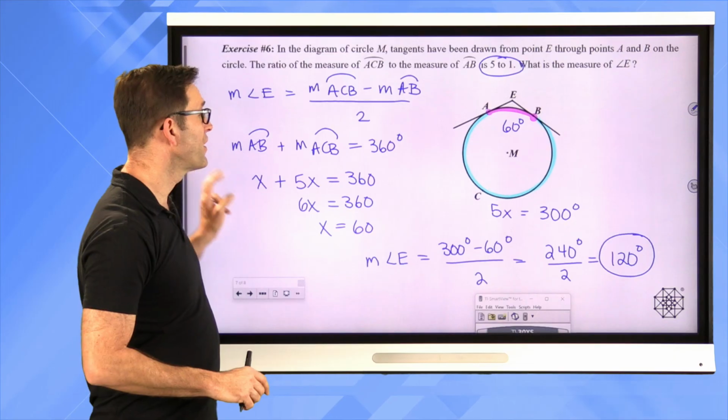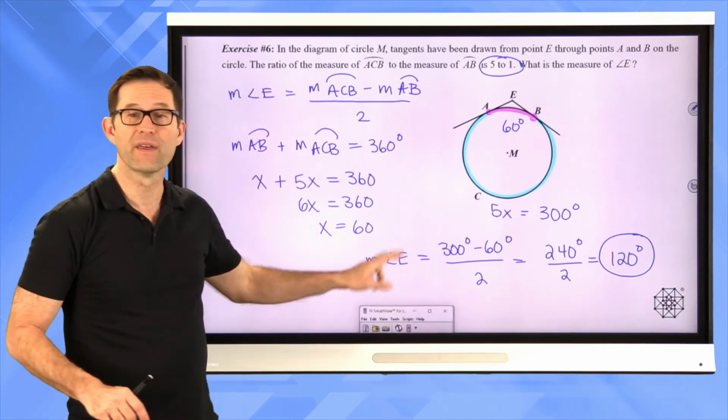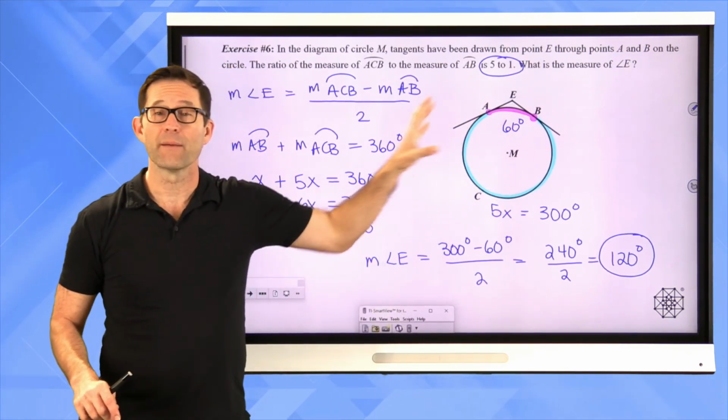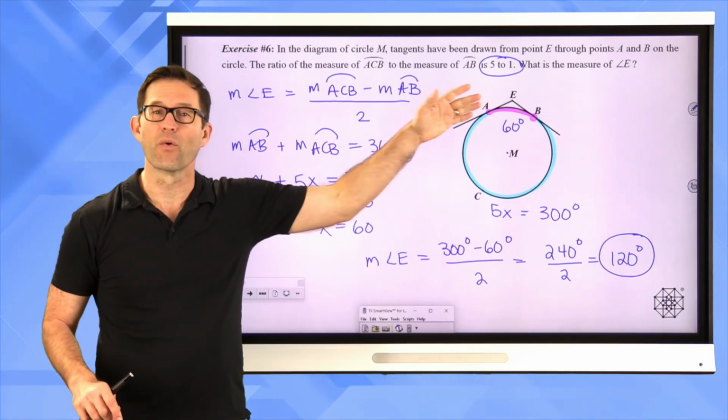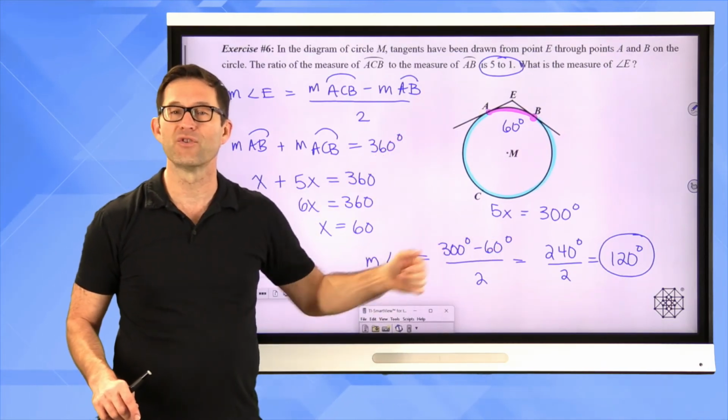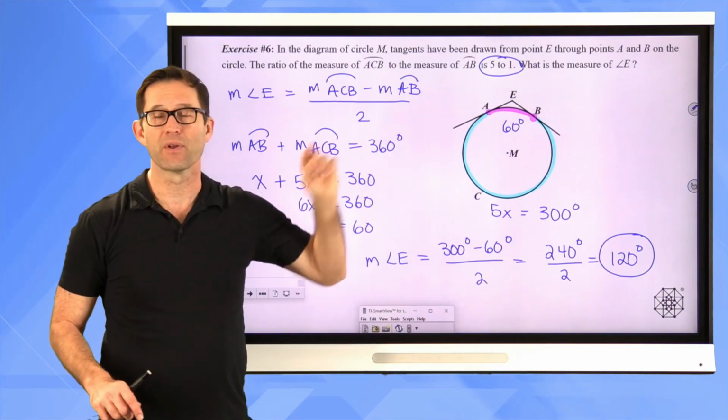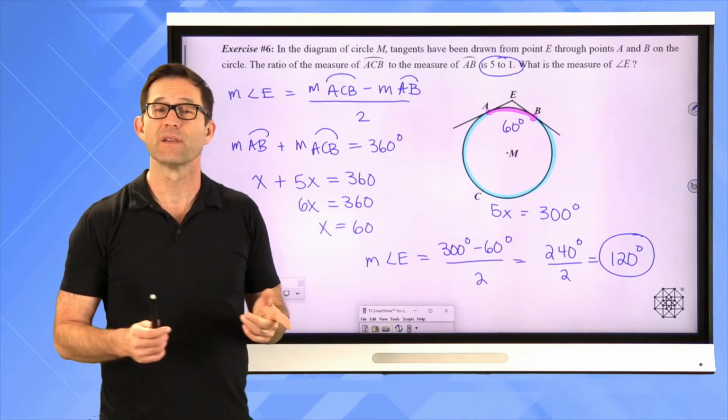All right. So another nice problem. It gets a few different things involved, including the fact that the two arcs here will add up to 360 degrees, little ratio work there to figure out what the two arcs are, and then a direct application of the theorem. Let's wrap this up.